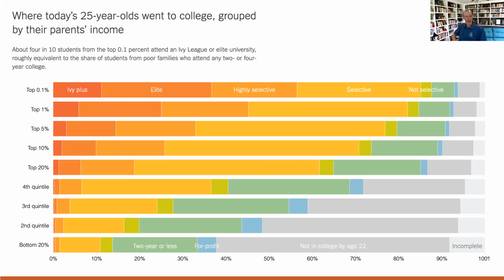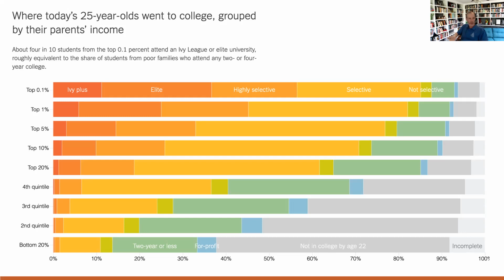We can break this down a little bit more. So where did today's 25-year-olds go to college, grouped by their parents' incomes? If the parent income is in the top 1%, they're more likely to go to these colleges, categorized as Ivy Plus, which is probably the Ivy League, Stanford and a couple other top schools, MIT, elite, highly selective.